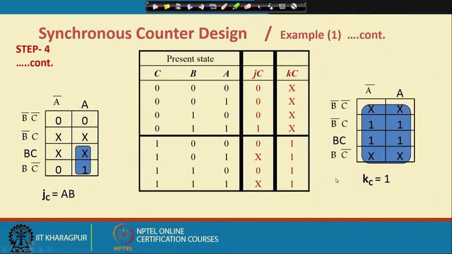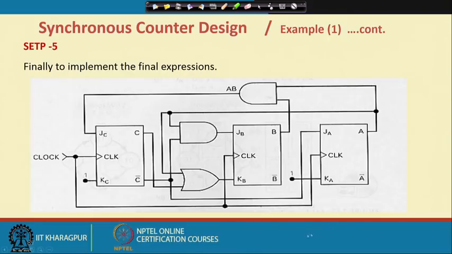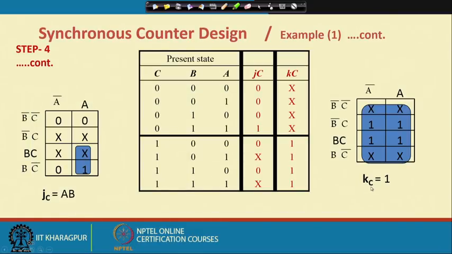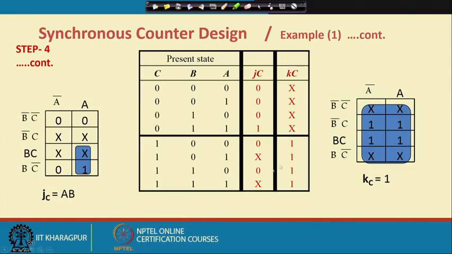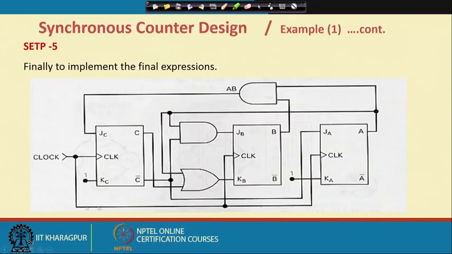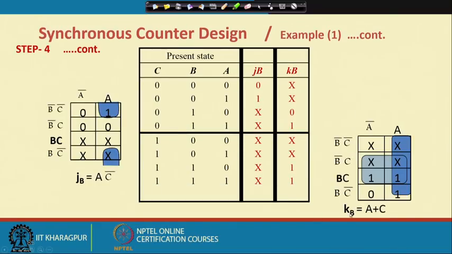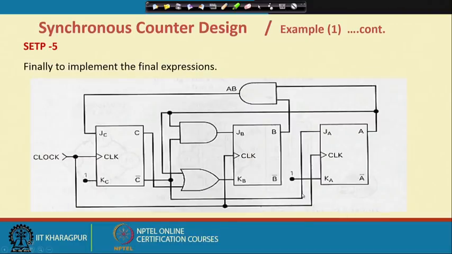Once this is done, we are now ready to draw the circuit. If we look into any of them, say K C should be equal to 1. So, where is K C? This K C is tied high. Similarly, J C should be equal to A B, so these 2 bits A and B are taken and ANDed, and this A B is fed to J C. Now, if you go back, K B equals A plus C. Looking at this K B, we are ORing this C output and A output. These 2 flip flop outputs are ORed and fed to K B.